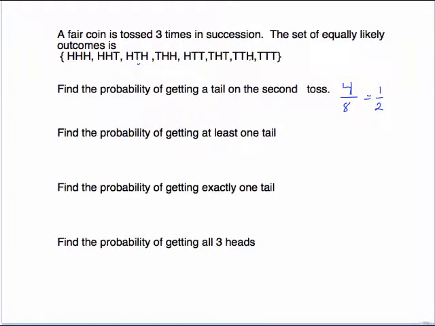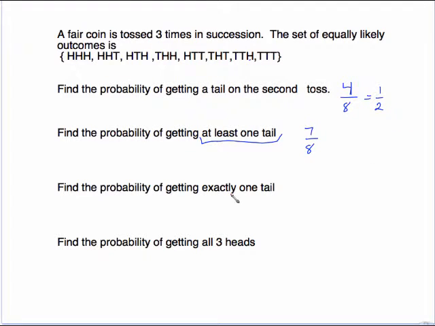The next says find the probability of getting at least 1 tail. Now, at least 1 means you could have 1 or 2 or 3. So is there at least 1 tail here? No. Yes, yes, yes, yes. There's 2 tails, but that's okay. That's at least 1. 2 tails here, 2 tails here, and 3 tails here, which gives us 7 out of 8.